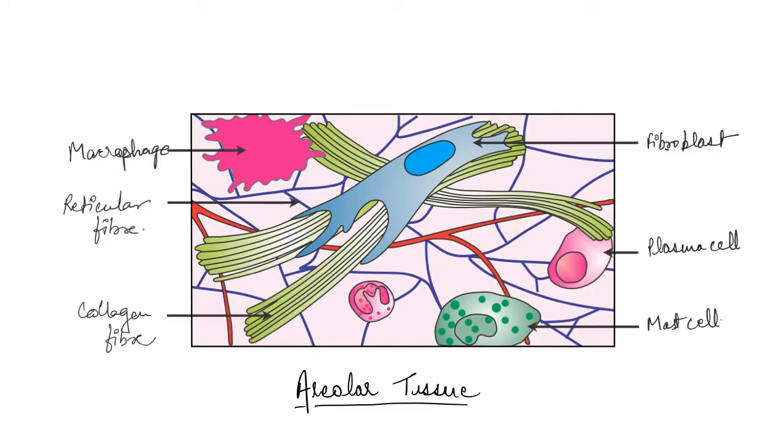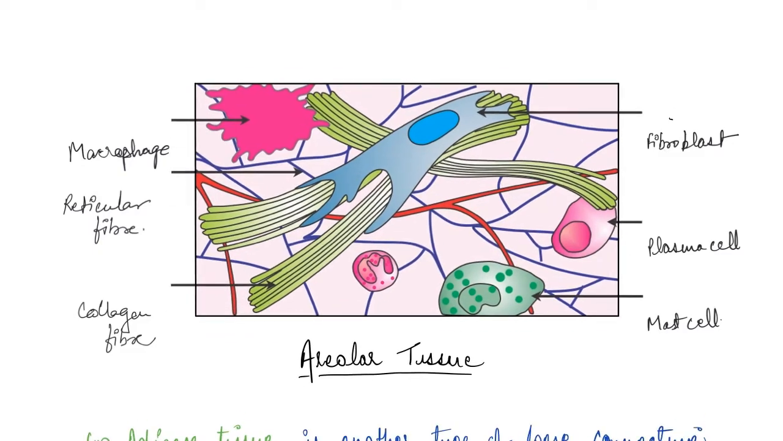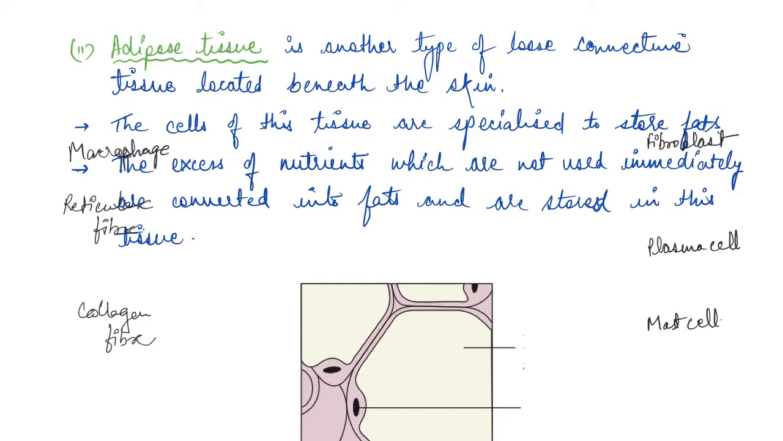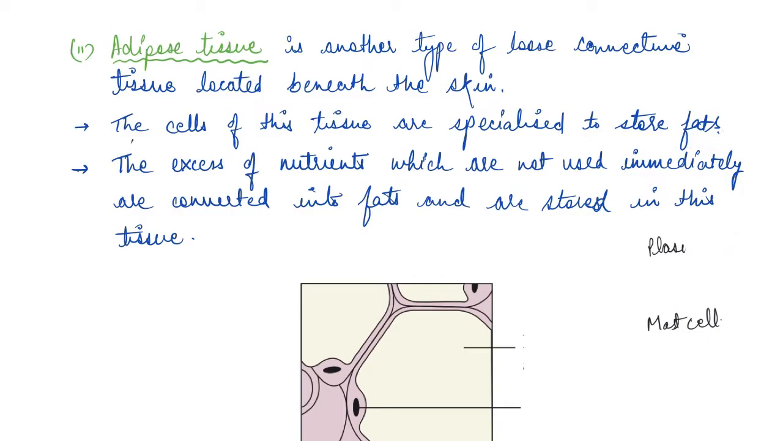Now the second type of loose connective tissue is the adipose tissue. What are the adipose tissues? Again, as I said previously, these are located just beneath the skin. These are the tissues which have cells specialized to store fat.